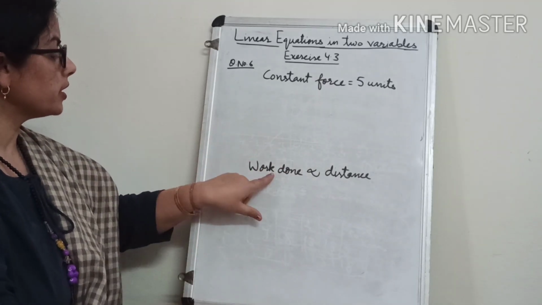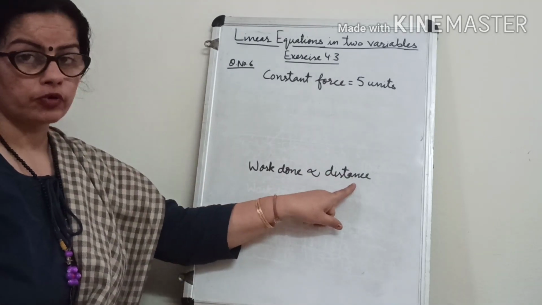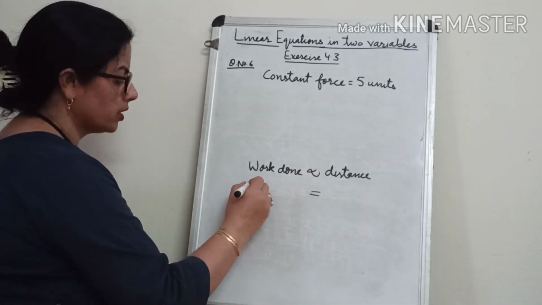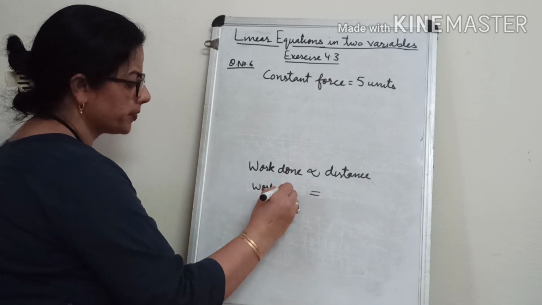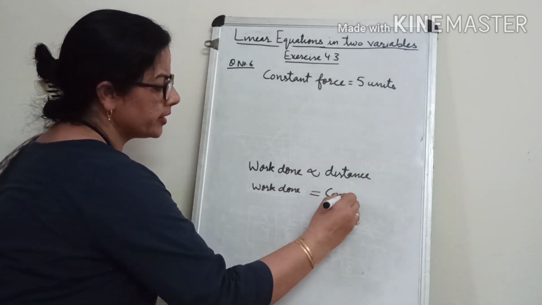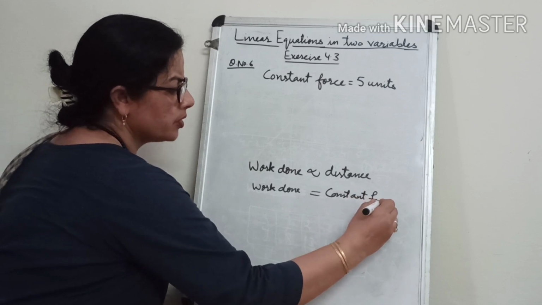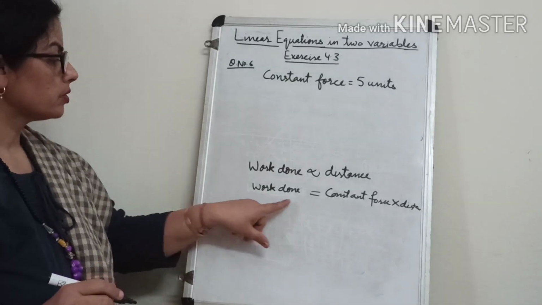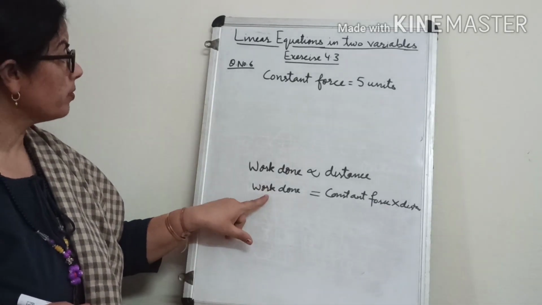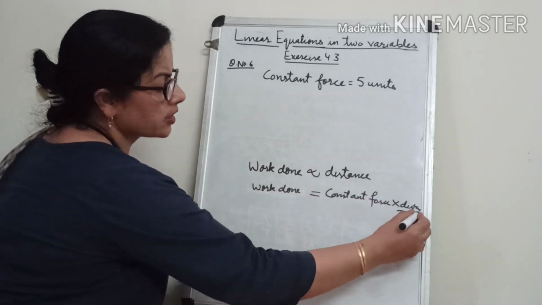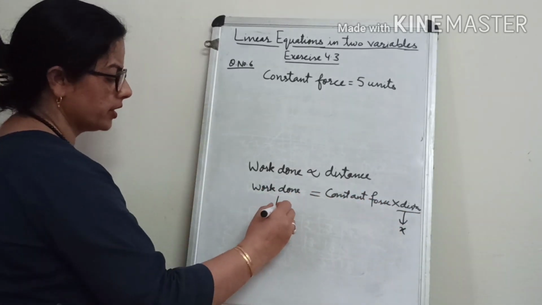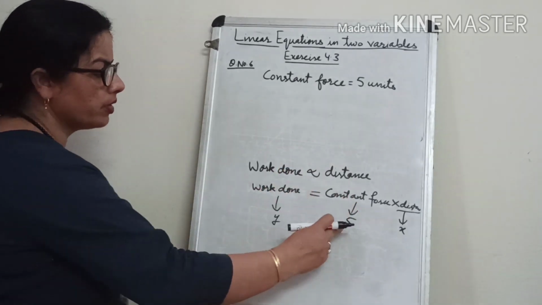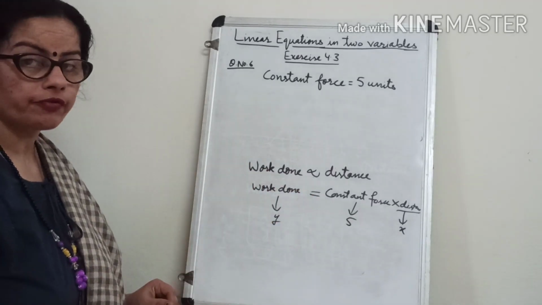Now here it is given that work done is directly proportional to the distance, but we want an equality sign. To make the sign equal, we will multiply by a constant. So we can say work done is equal to constant force into distance. Then the equality sign will be here. So in this form, let us consider distance is equal to x and work done is equal to y, and constant force is given to us, that is 5 units, and when you multiply this, what you will get, y is equal to 5x.